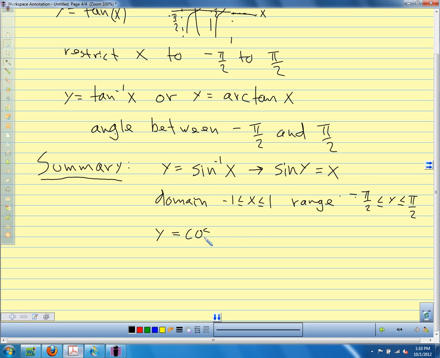Y equals the inverse cosine of x is the same thing as saying that the cosine of y equals x, and our domain is minus 1 less than or equal to x less than or equal to 1. I can only take the inverse sine or cosine of something between minus 1 and 1. And the range for the inverse cosine is 0 less than or equal to y less than or equal to pi. My angle is between 0 and pi.